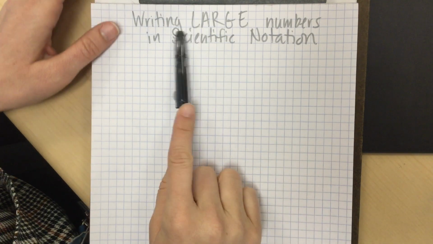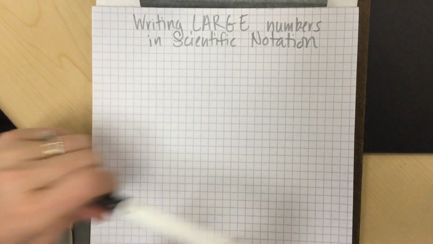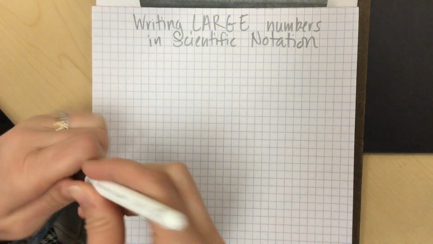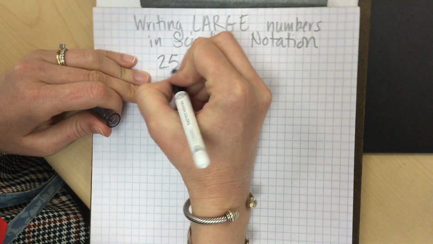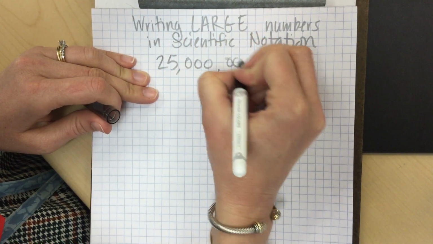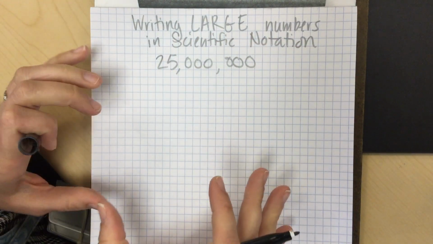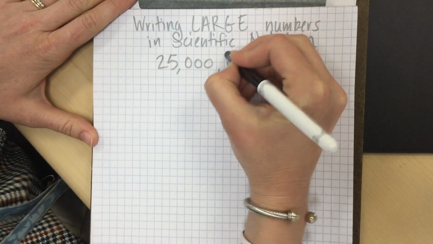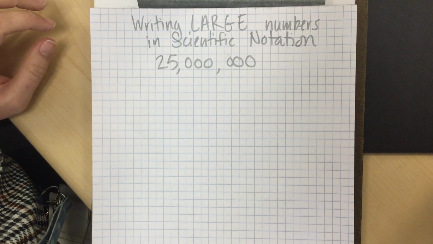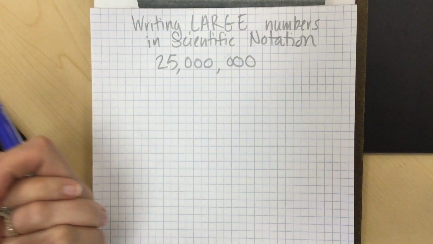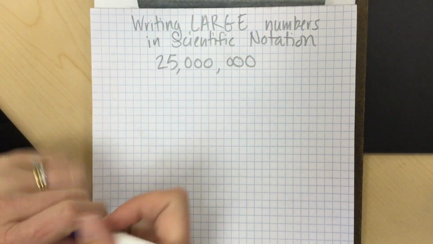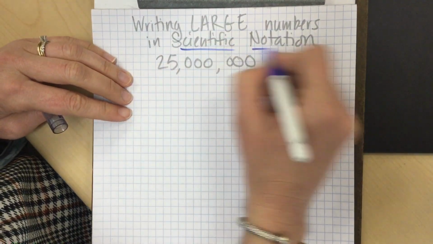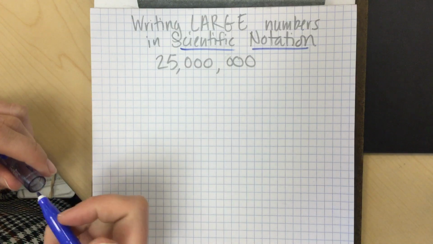This video is on writing very large numbers in scientific notation. So, if we look at the number 25 million, that is a very large number, an example of one. There are lots of different ways to write it, and this would be annoying to write sometimes. We might like to shorten it. So let's think about how we can use a different notation called scientific notation to shorten this.